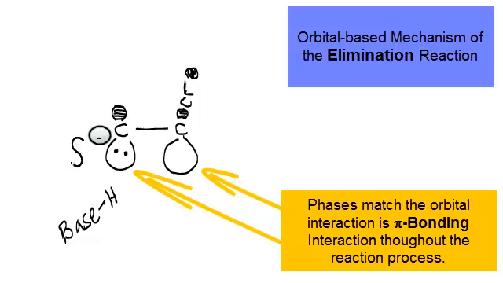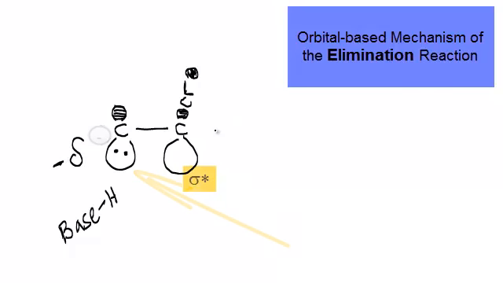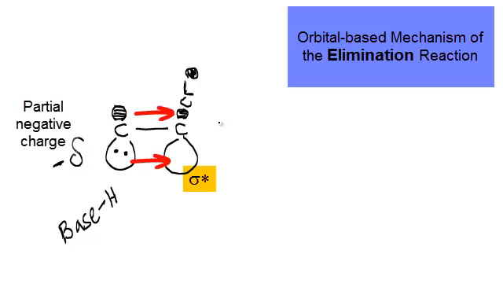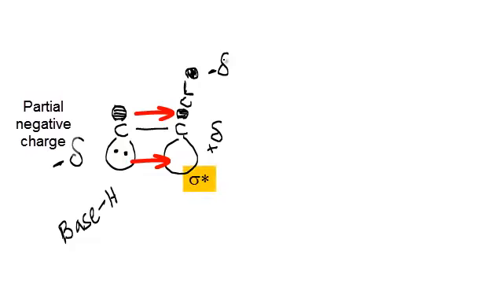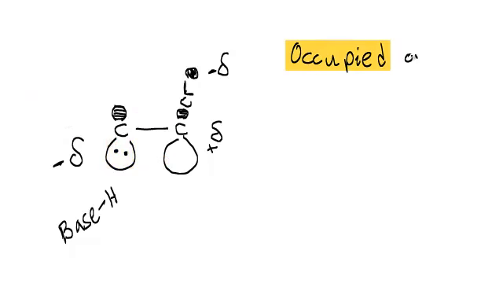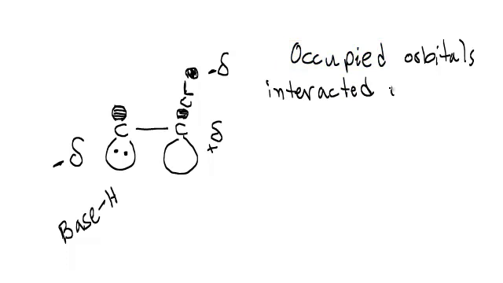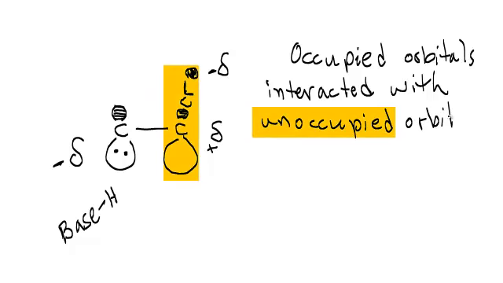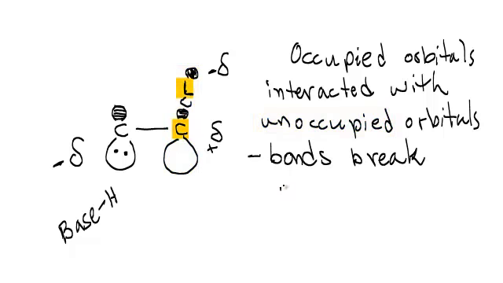This parallel occupation of this sigma star orbital by the lone pair is an occupied/unoccupied orbital interaction, and this is the definition of a parallel bond. Remember that occupation of the sigma star orbital destabilizes the bond between the two atoms the sigma orbital is holding together.